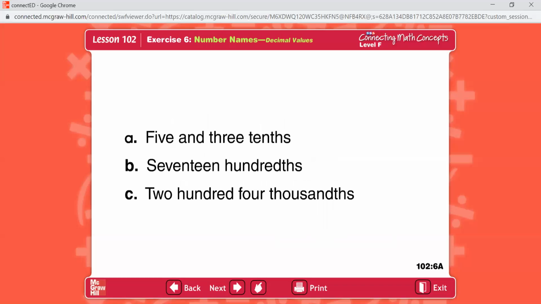Moving on to number names. These items describe decimal numbers. If you read each item correctly, you should be able to write the number. A, 5 3/10. B, 17 hundredths. C, 204 thousandths. Pause the video now to write out these problems in decimal value. Here is what you should have.